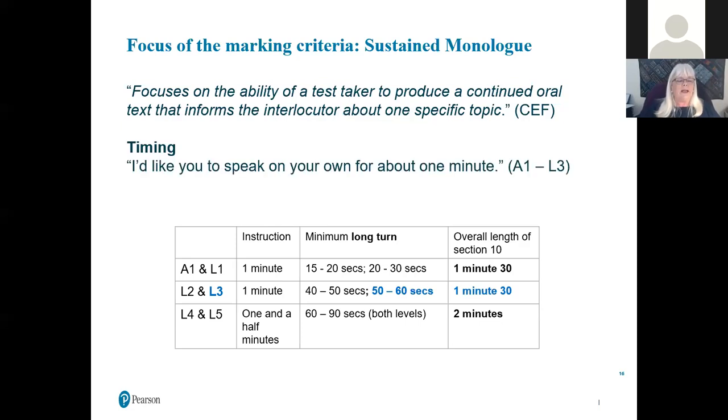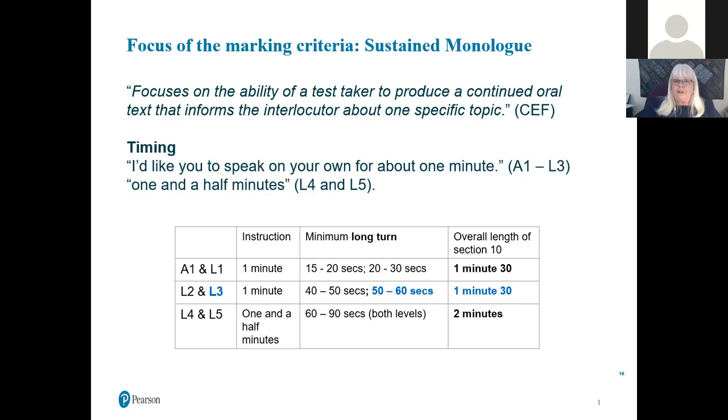Now, as far as the timing goes, what the interlocutor in the test actually says, in the left-hand column here, is, "I'd like you to speak on your own for about 1 minute," or 1.5 minutes at the two higher levels. So there's a difference between what the interlocutor says and the actual length of the full section. The interlocutor must not interrupt until that long turn is achieved.